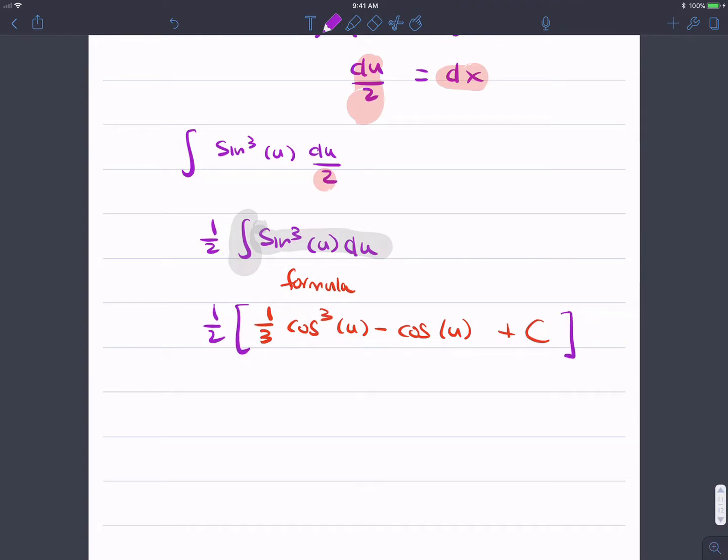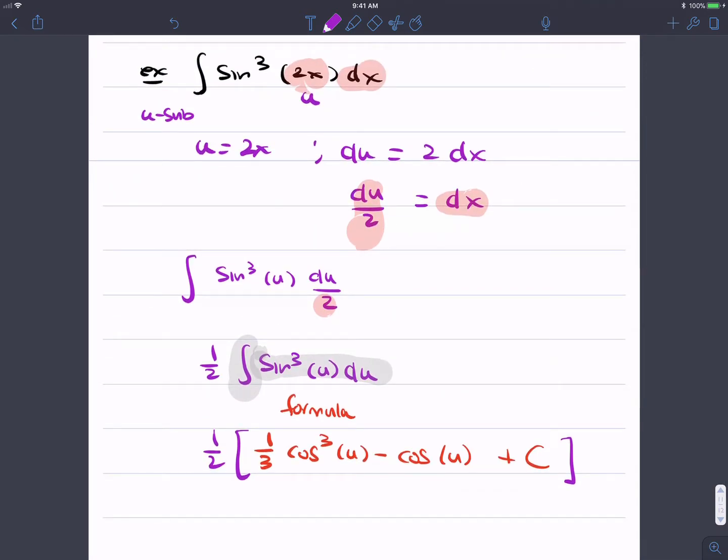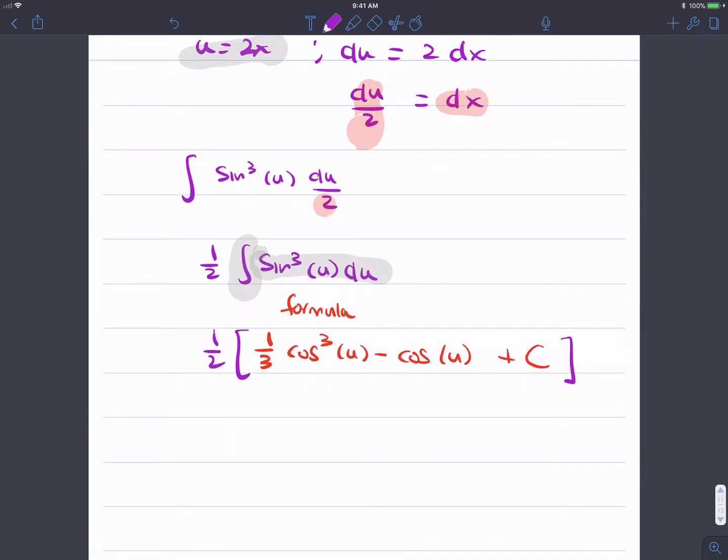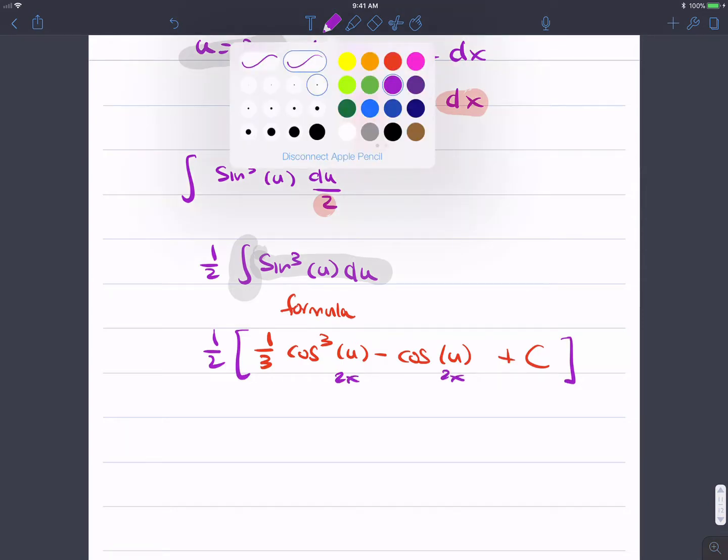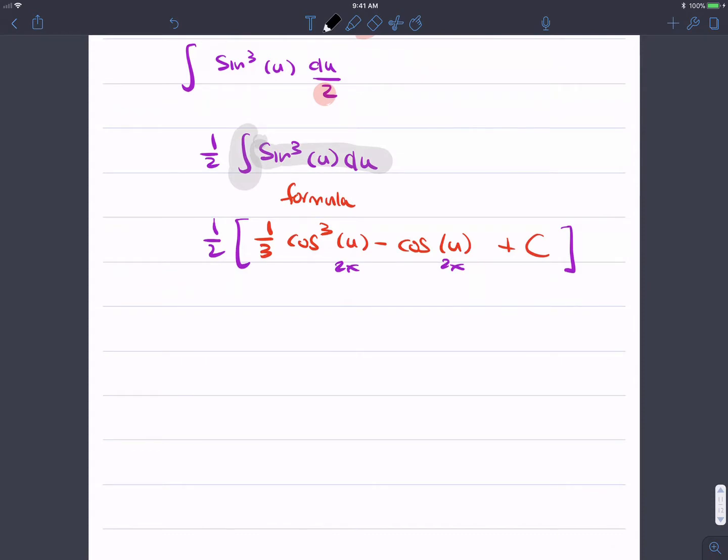We also replace our u here with this 2x. Okay, so u is going to be 2x now. So that'll be 2x, and that'll be 2x. So let's write down this final answer. We'll have 1/6 cosine cubed 2x minus 1/2 cosine 2x.